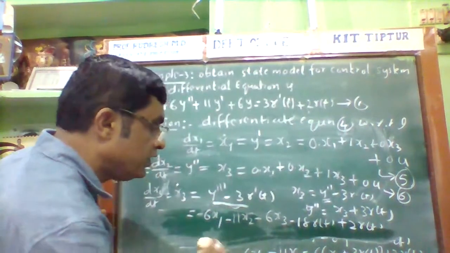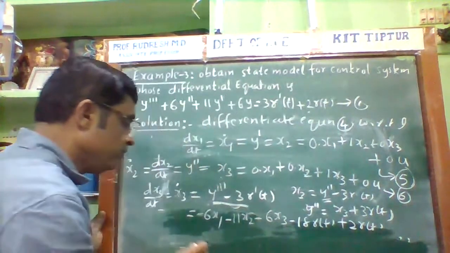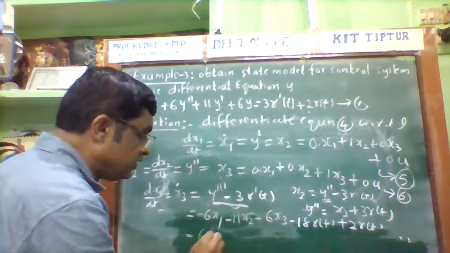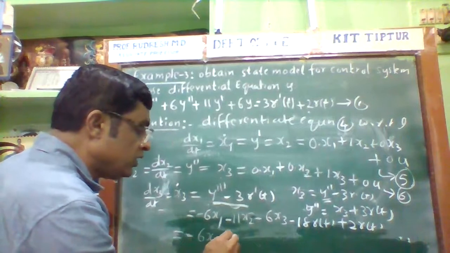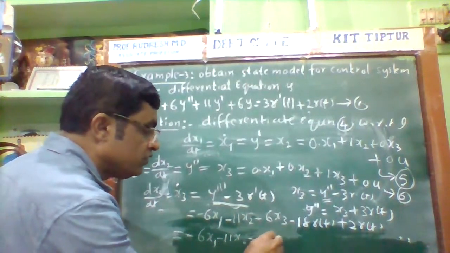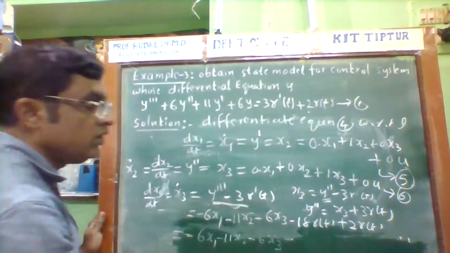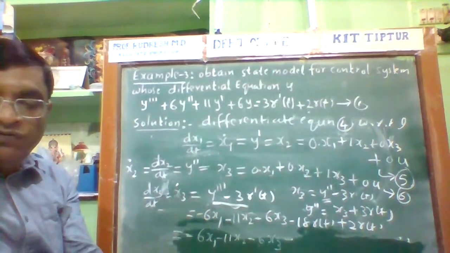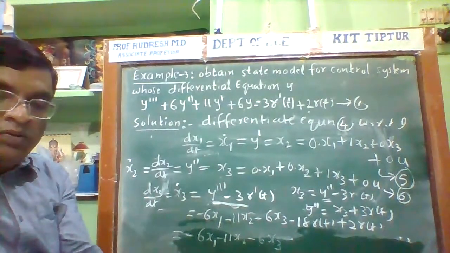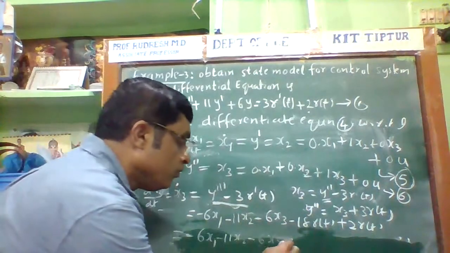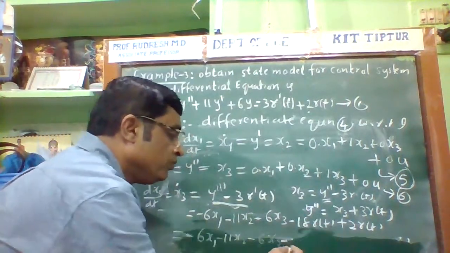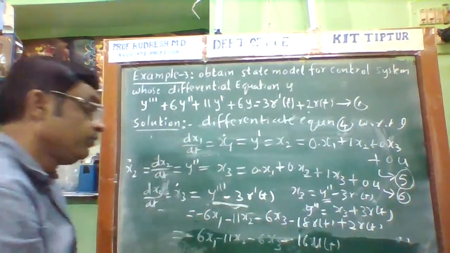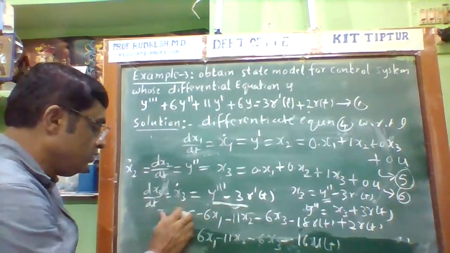Now this is equal to what? Minus 6 into x1, minus 11 into x2, minus 6 into x3, minus 18 plus 2, which is equal to minus 16 r of t. R of t is nothing but u of t. Now this is x3 dash.